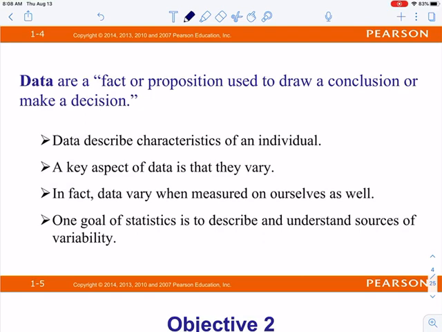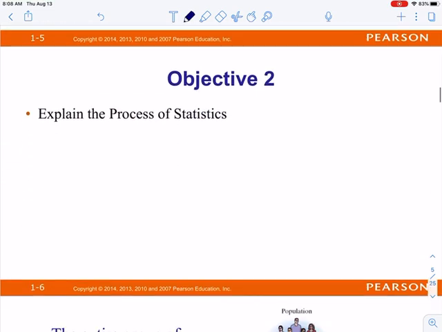Data are facts or propositions used to draw a conclusion or make a decision. Data can describe characteristics of an individual. A key aspect of data is that it varies. In fact, data vary when measured on ourselves as well. And one goal of statistics is to describe and understand sources of variability. Okay, and we're already through objective number 1. Objective number 2, we're going to explain the process of statistics.